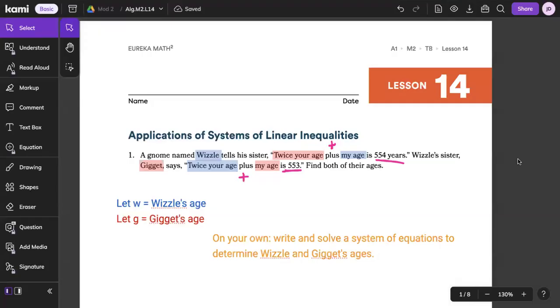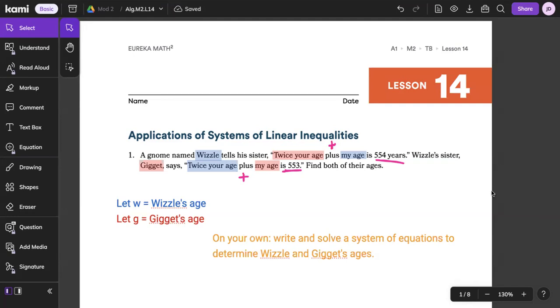All right, lesson 14, application of system of linear inequalities. This is going to be word problems, which I know is everybody's favorite. I need to add a note here that you will need some colored pencils for this lesson. I'd recommend four. Number one, you should have done on your own.